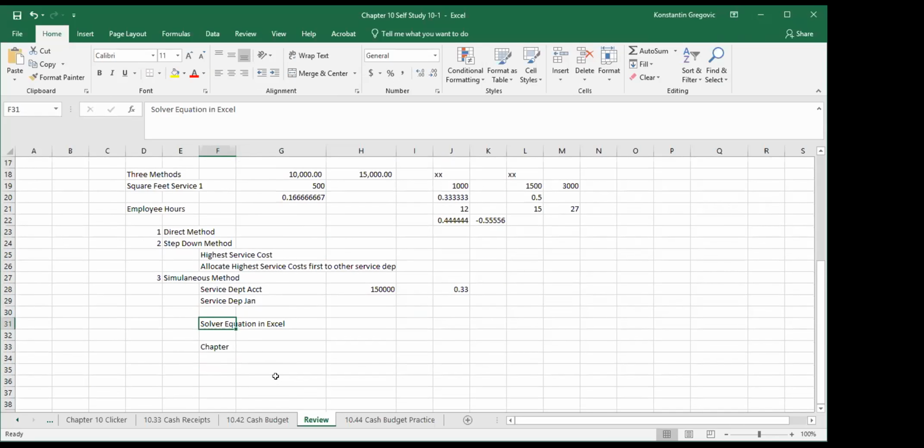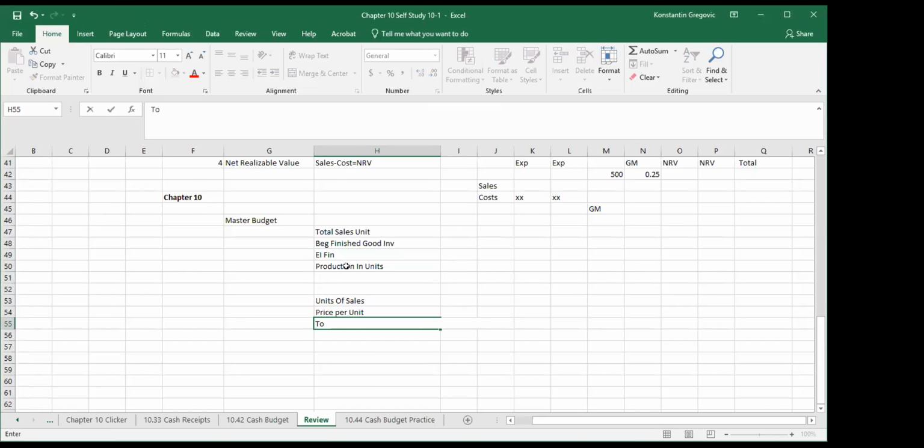So you got total sales units. You're going to adjust for your beginning inventory and your ending inventory. Now, beginning finished goods inventory, and then ending finished goods. Yeah, ending finished goods inventory. That will give you your production in units. Then you use the price per unit and units to calculate your sales.